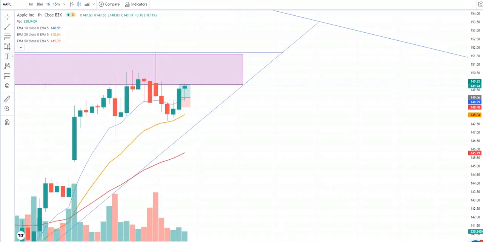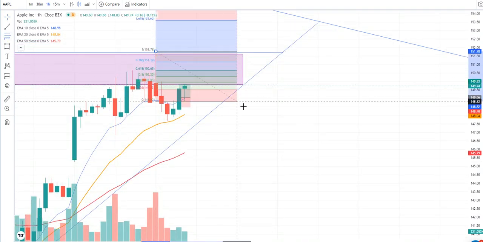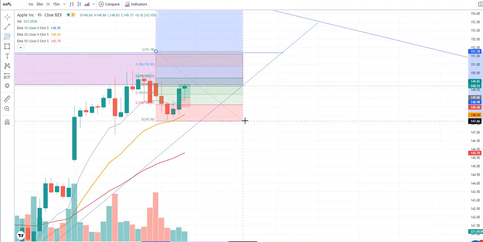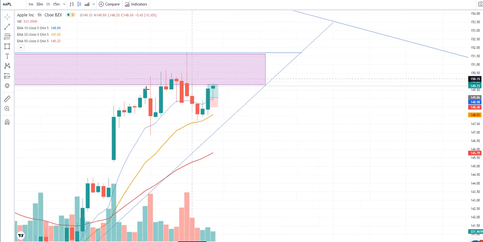Okay, so we got rejected all the way from the top. We came here, and we got a pullback up to the 50 mark, the 50 level mark. As you can see, we've done the 50 mark. Now we need to see what's going to happen.